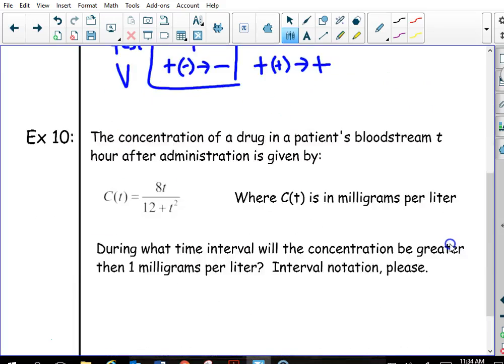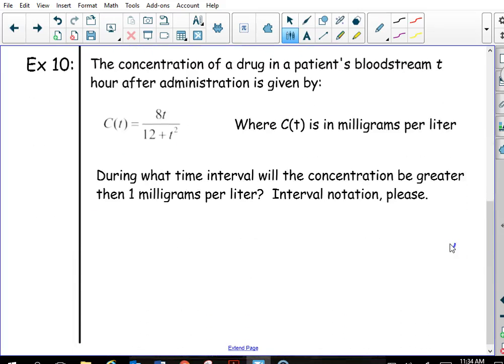Okay, example 10. Concentration of a drug in a patient's bloodstream T hours after administration is given by this function. It's a rational function. C of T is in milligrams per liter. Don't know if we really need to know that. During what time interval will the concentration be greater than 1 milligrams per liter?